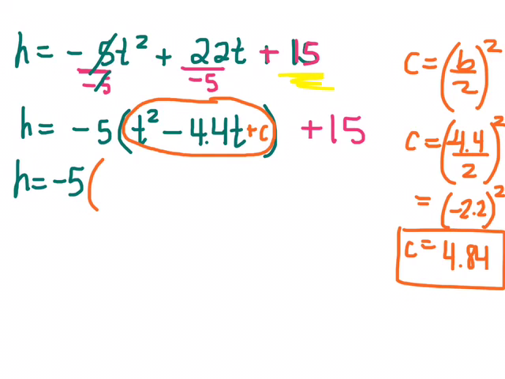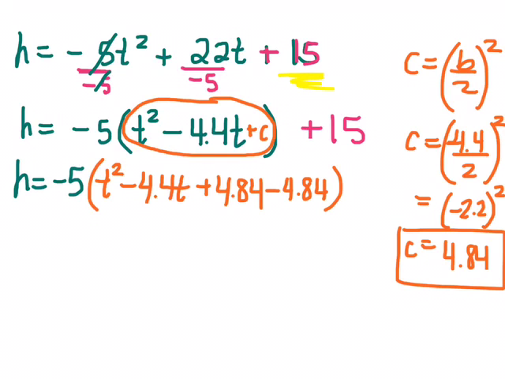I've now come up with a perfect square trinomial. T squared minus 4.4t. I know that the c value has to be 4.84, but you can't just add something into an equation. What do I have to do with it to nullify it? Subtract it. Keep this in the bracket right now because I'm adding and subtracting it inside the bracket. What do I have outside the bracket? I have the plus 15. We want to get rid of the negative 4.84, right? I only want my positive 4.84 inside the bracket because I want a perfect square trinomial.